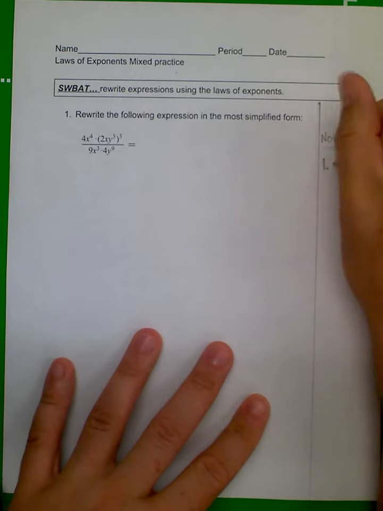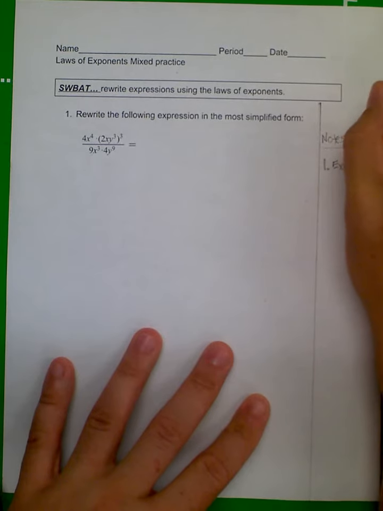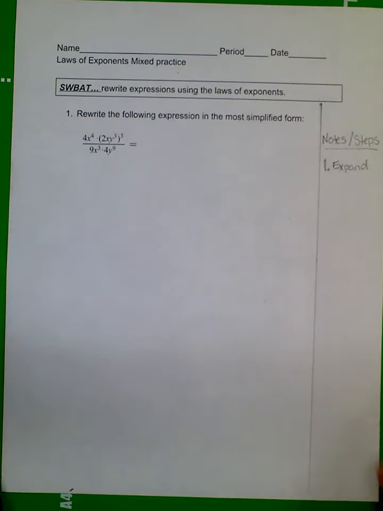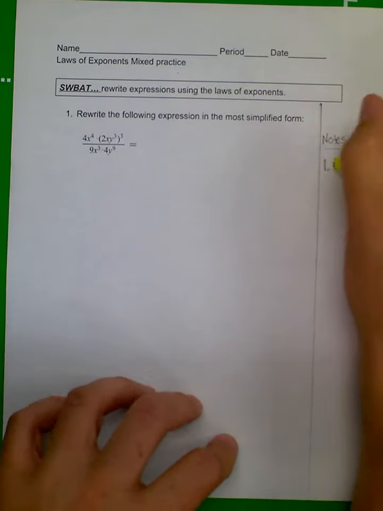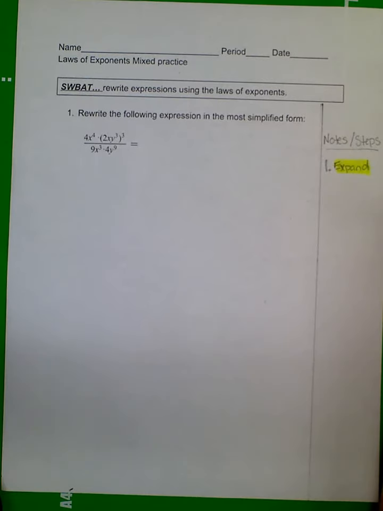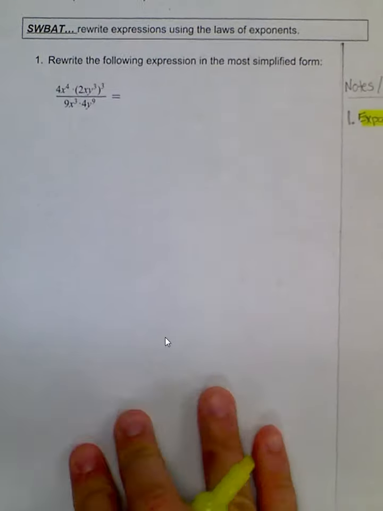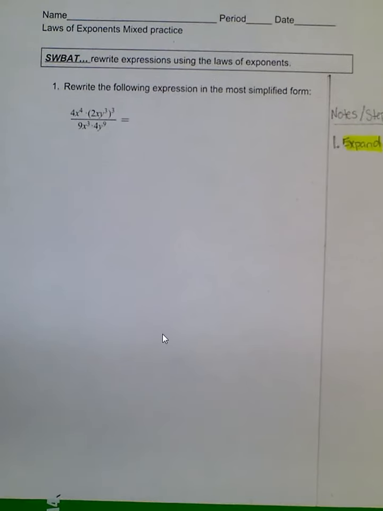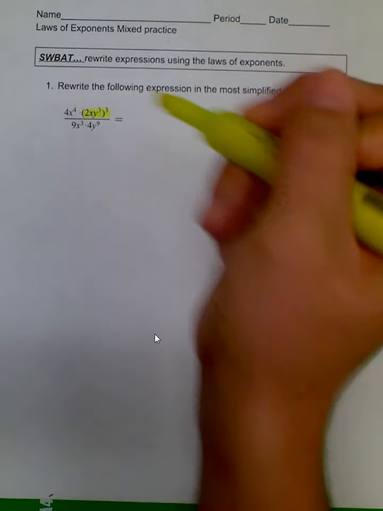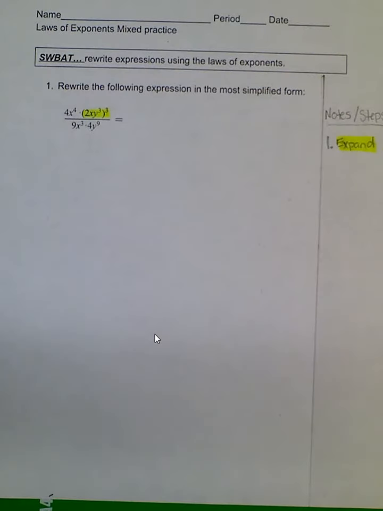So expand exponential expressions. And how I'm going to do this, I'm going to be very careful about how I expand. I only want to expand things that are inside parentheses. So if I look at my problem here, I'm going to expand this quantity right here. 2x y to the third power, all raised to the third power.